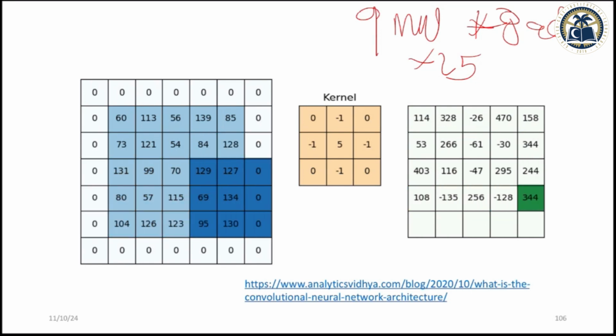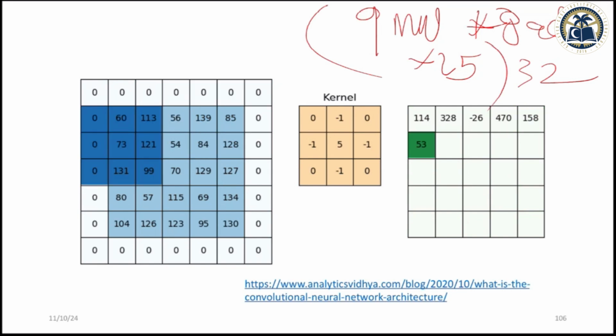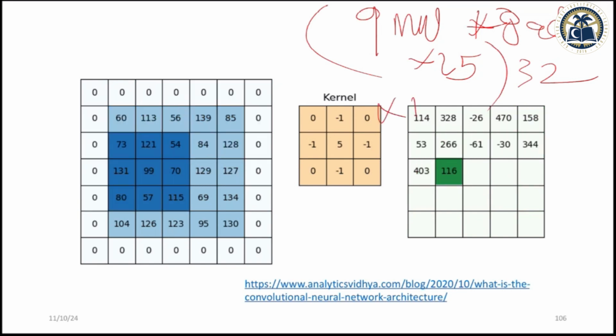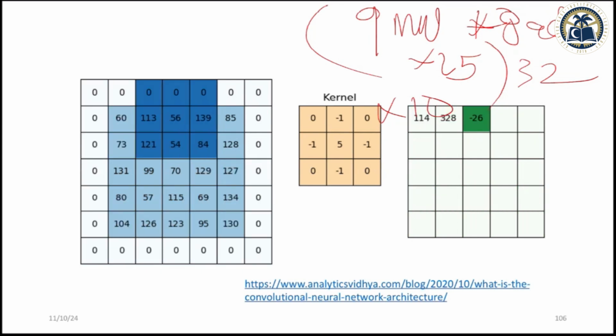Then you say there are 32 kernels in a layer, so into 32. And 10 of these layers, so into 10. So you can say, okay, I need only these many multipliers. Maybe you say I need 10,000 multipliers to do this in parallel.